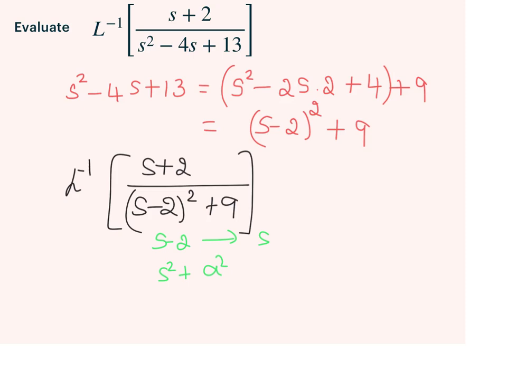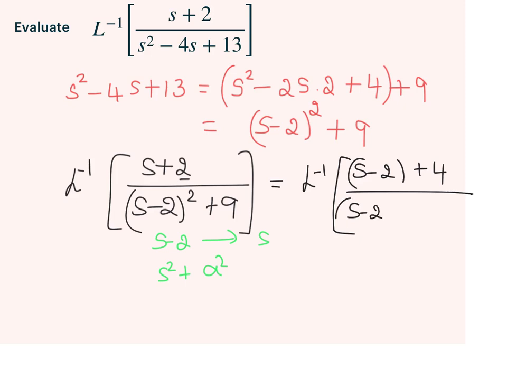We should make the numerator the same format as the denominator, s minus 2. For that, we write this as L inverse of (s minus 2 plus 2) and another plus 2 we have here, so plus 4. This doesn't change our original function. So it gives the same, with (s minus 2) whole square in the denominator plus 9. Now you can apply the shifting property.